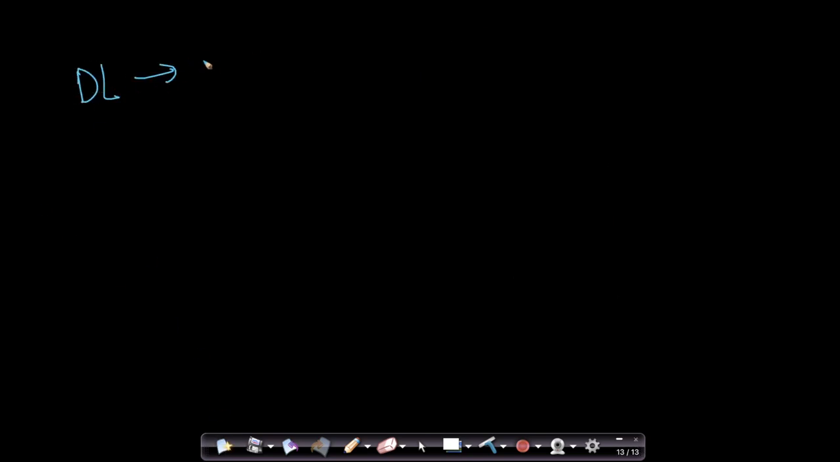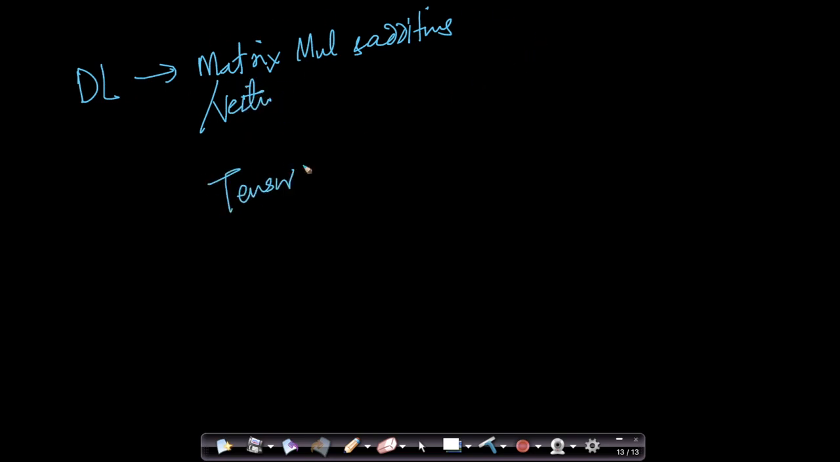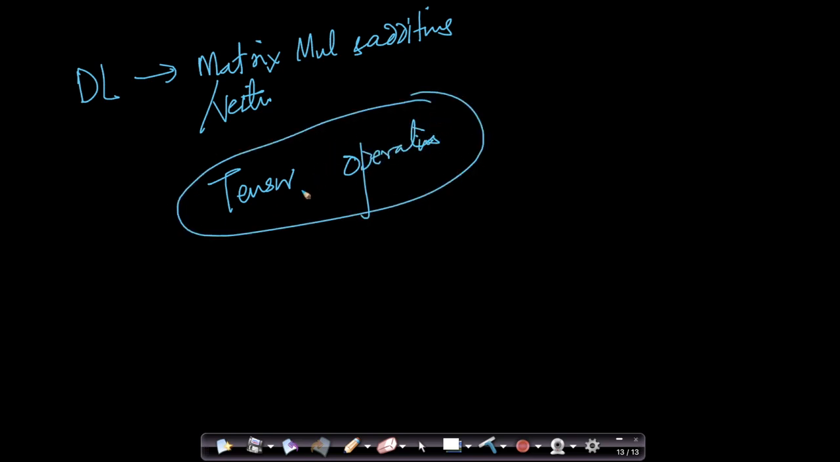Because of matrix operations. Remember, what is all of deep learning if you think about it? Deep learning literally has a lot of matrix multiplications and additions. You can think of it as matrix multiplication or vector multiplication and additions, or you can think of it broadly as tensor operations. You're basically doing a bunch of matrix or vector multiplications and additions.